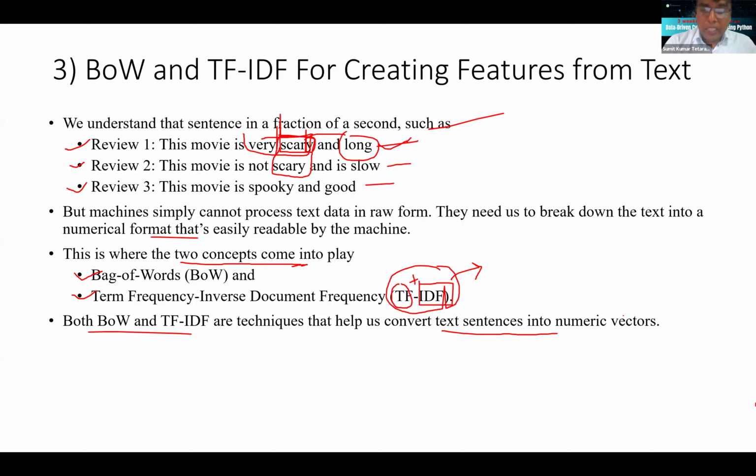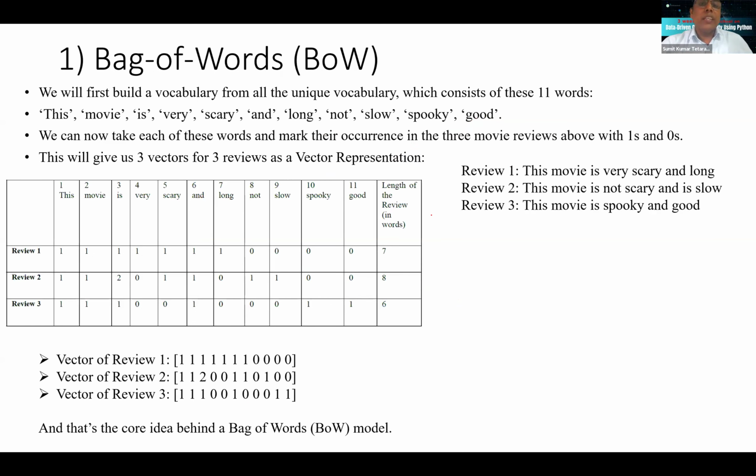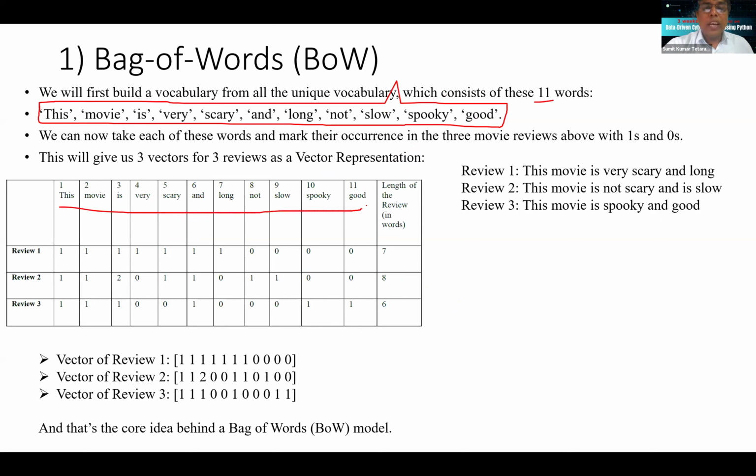Now how can we convert this? Bag of words, BOW. Here we will find the unique words from all the reviews or from all the documents, and you can find 11 words are there, and we have to arrange them. You can see. And the last one is the length of the review. Now here, because we need some kind of numerical value, some kind of vector for review one.